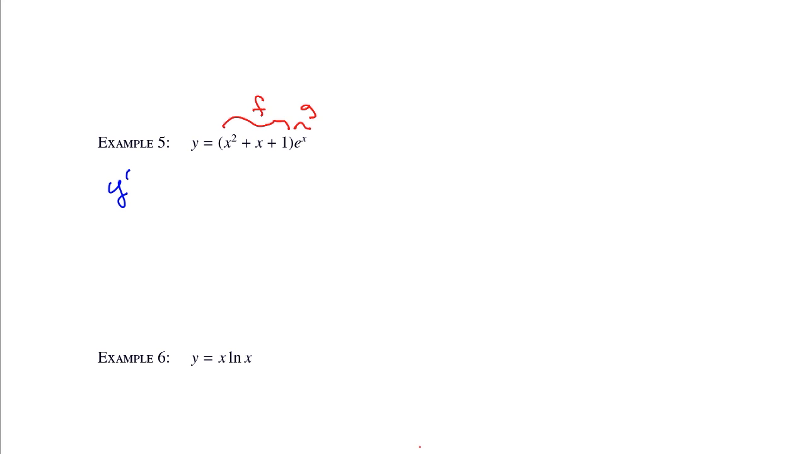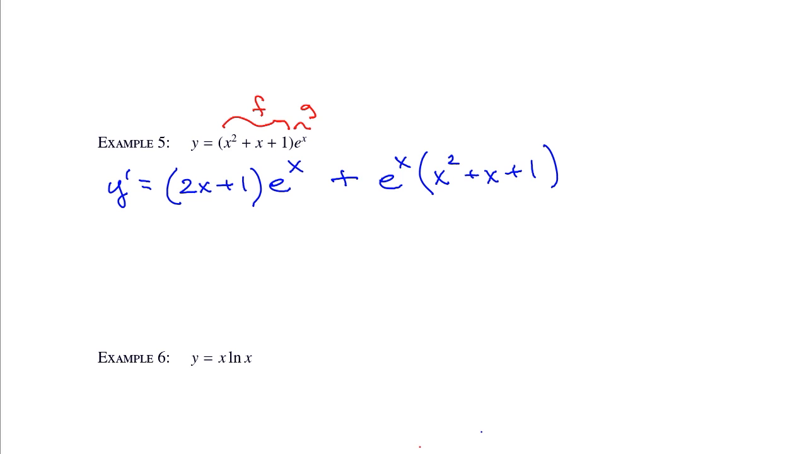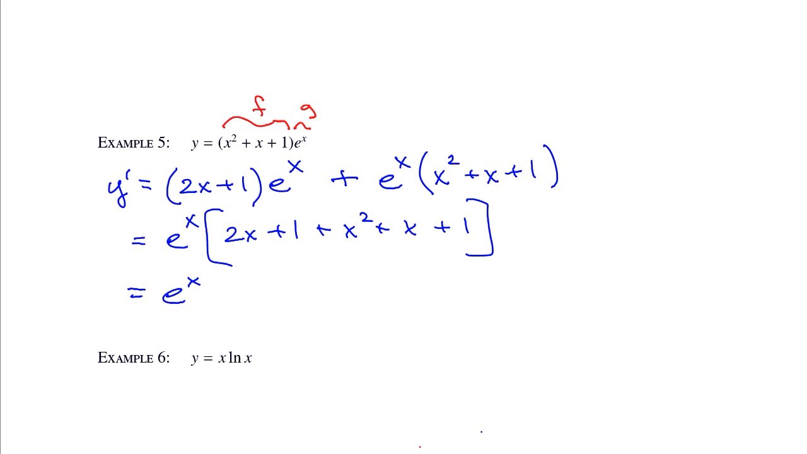So we have y prime is equal to the derivative of f, which is 2x plus 1, times e to the x, unchanged, plus the derivative of e to the x, which is e to the x, times x squared plus x plus 1, unchanged. Simplifying, we factor out the e to the x. We get 2x plus 1 plus x squared plus x plus 1. And combine like terms. This is x squared plus 3x plus 2. That's it.